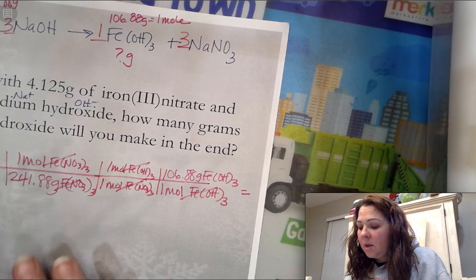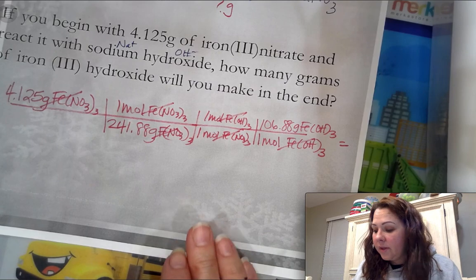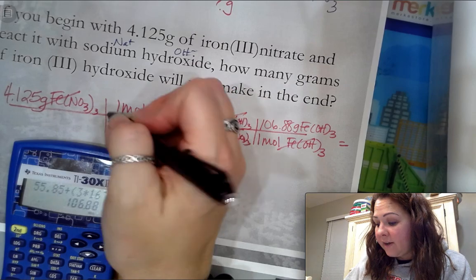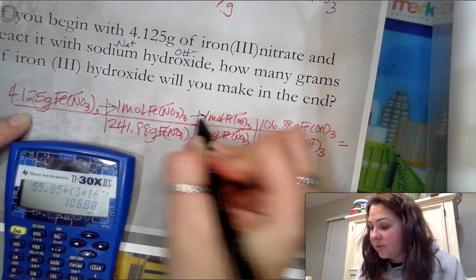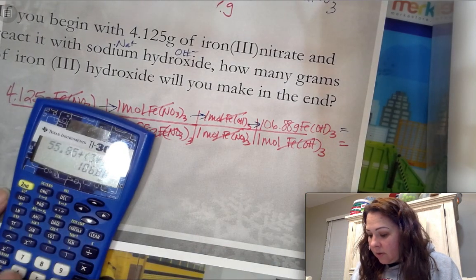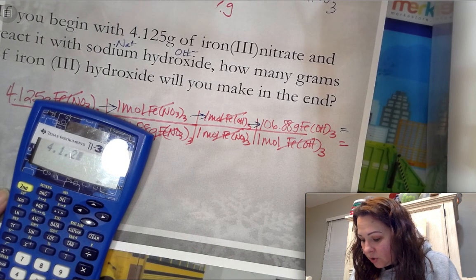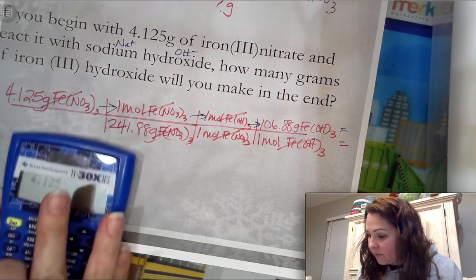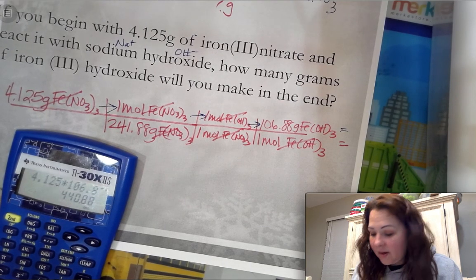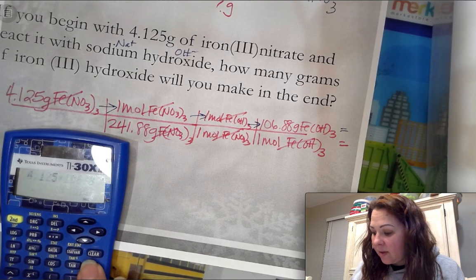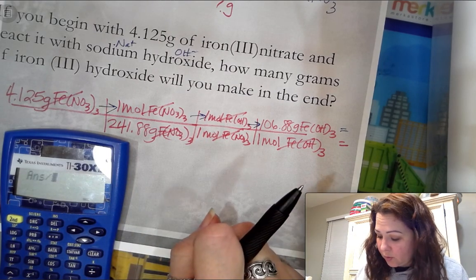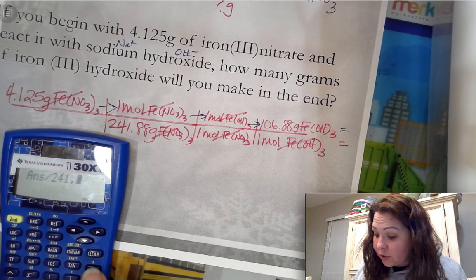So to do the math here, I'm going to get out my calculator, and you have to multiply all the way across the top first. So 4.125 times 1 times 1 times 106.88. At the end of that, you're going to hit equals. Then I'm going to do divided by. Normally we would open up parentheses here, but there's only one number that's going to go in the bottom. So 241.88.